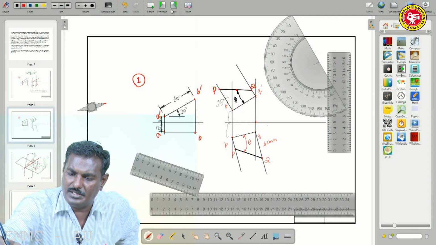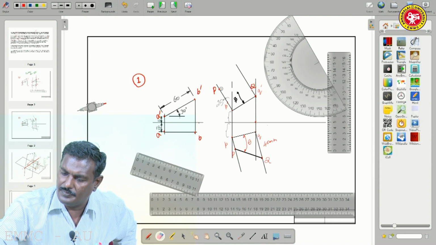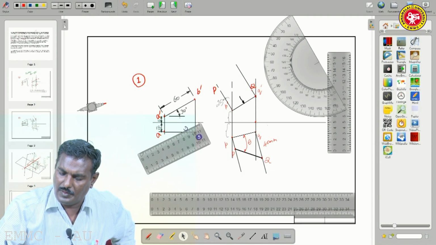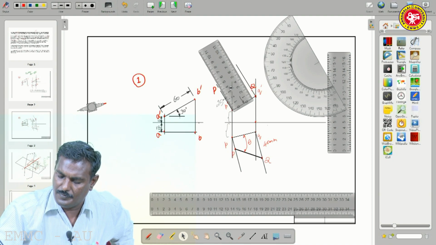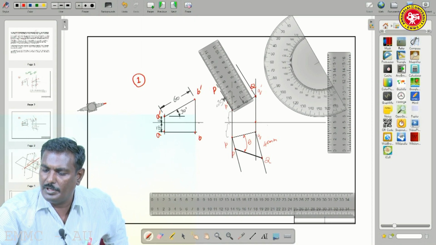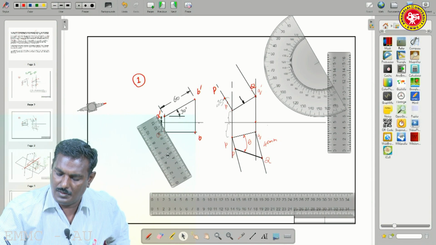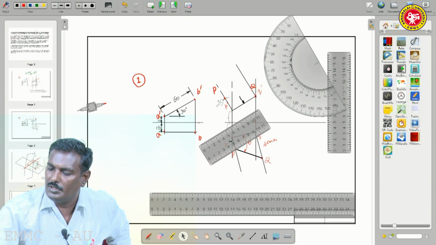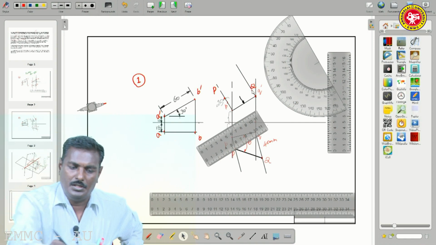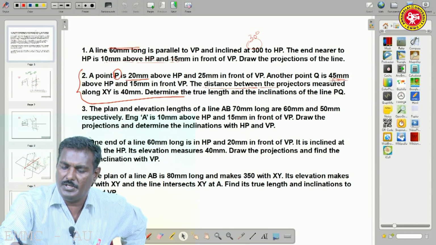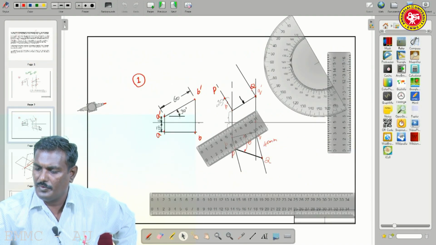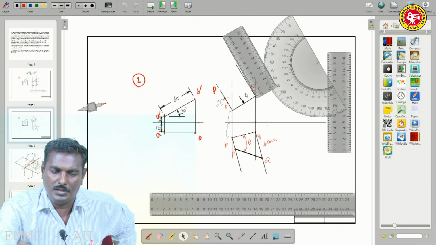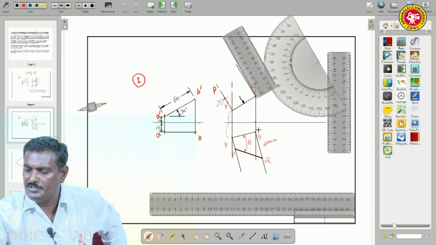Yeah, here I did it wrong. That is why I erased and redid this, because only 25 mm comes there. Capital Q, what about the distance of 45 mm above HP? 15 mm. So, here it is 15 mm, that measurement gives 15 mm. Yeah, this is 15 mm.